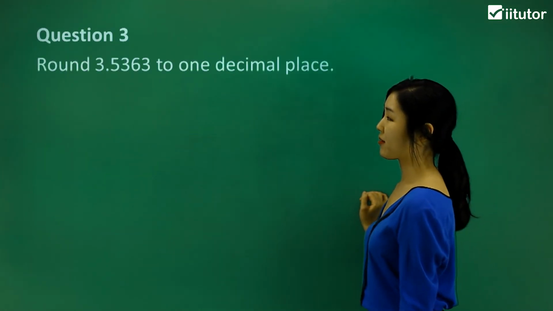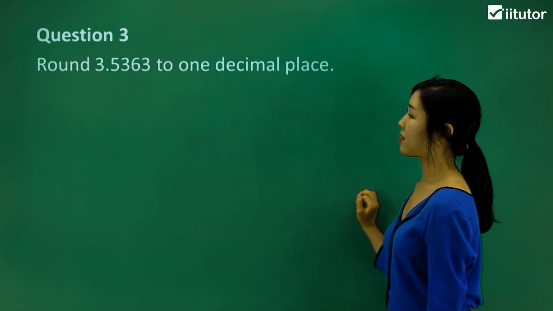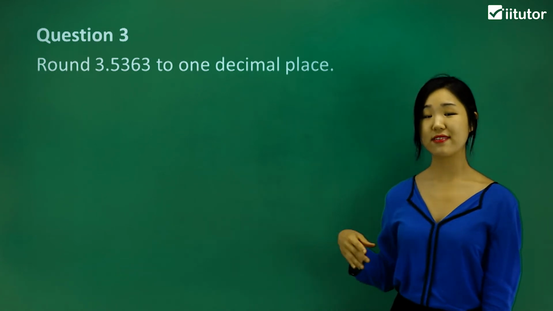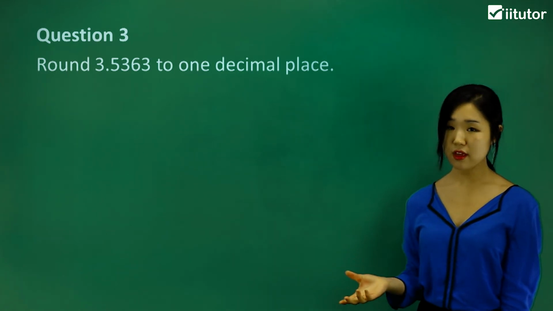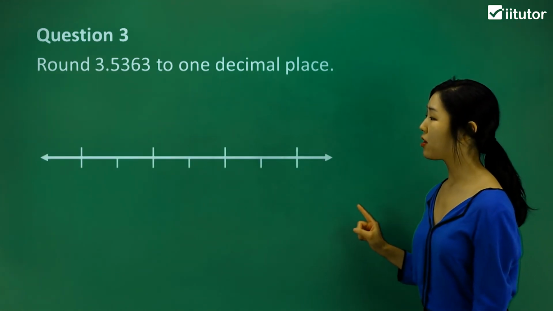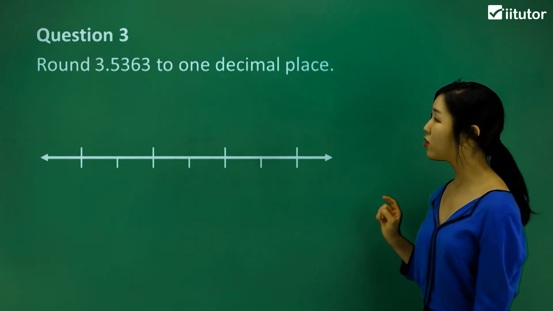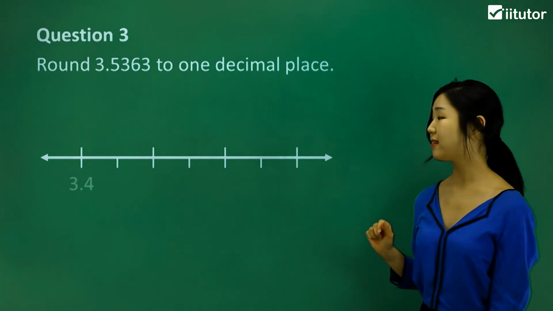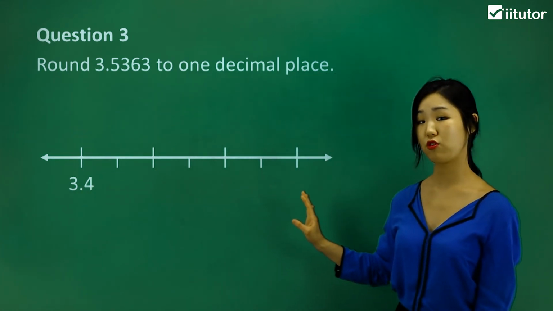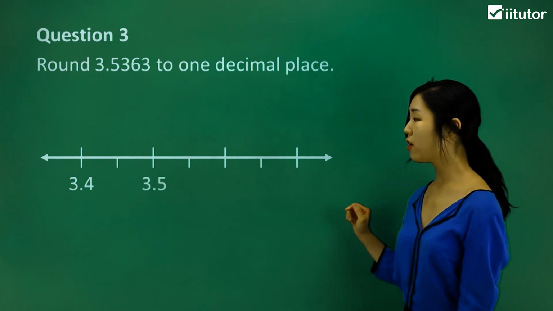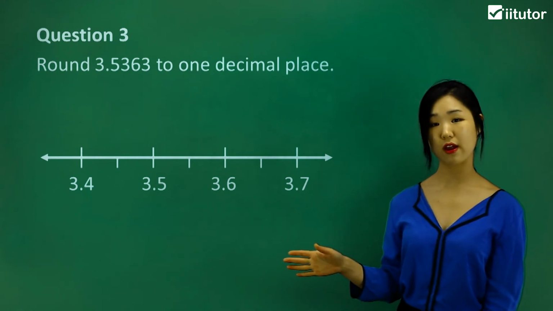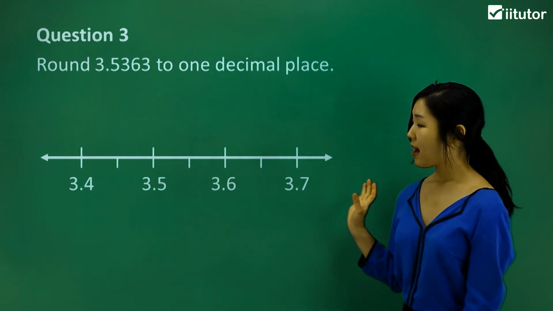All right, we'll have a look at question 3. Round 3.5363 to one decimal place. Now remember what I said earlier, one decimal place is the same kind of scenario as the nearest tenth. So one decimal, one number after the decimal point. So again, I'm going to use my number line, and because we're rounding it to one decimal place, I'm just going to put one number after the decimal point, and we're going to see which one it's closer to. So the first one I'm going to put is 3.4, 3.5, 3.6, and 3.7. These are numbers that are rounded to one decimal place.